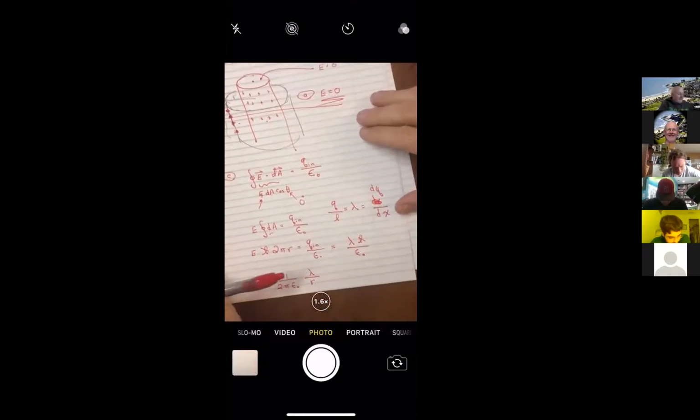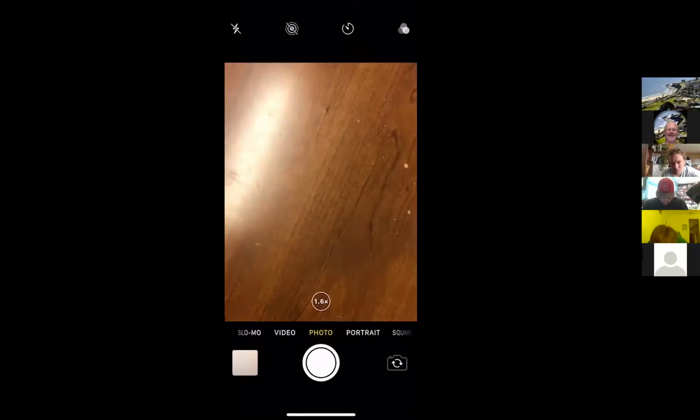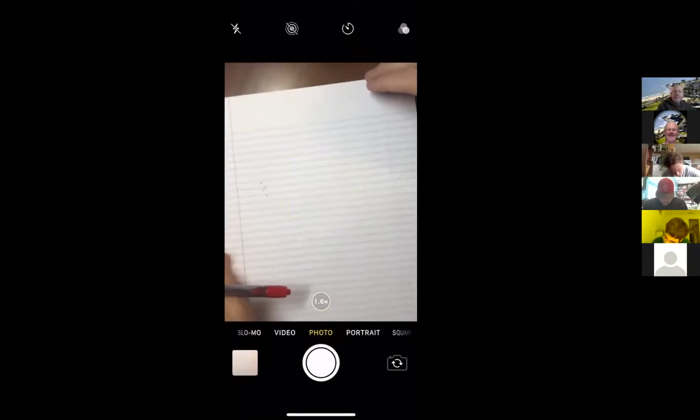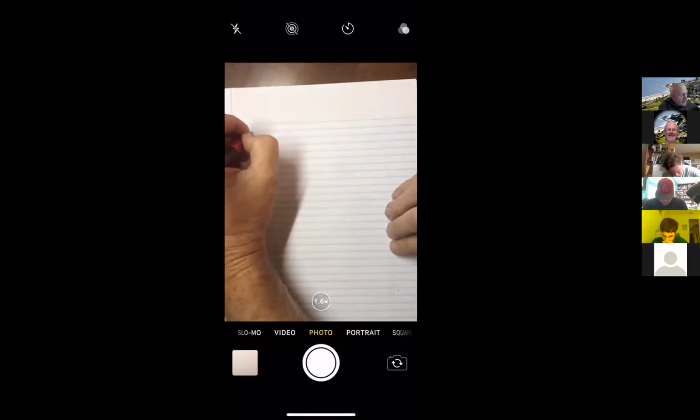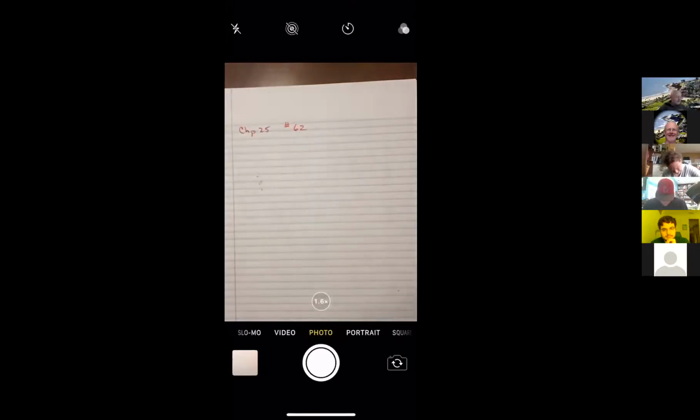Let me take this one off. All right. And then straighten out my paper here. All right. So chapter 25, number 62. All right. So let me read it here. A solid sphere of radius r has a uniform charge density rho. That's kind of hard to read there. And total charge q. Derive an expression for the electric potential energy.